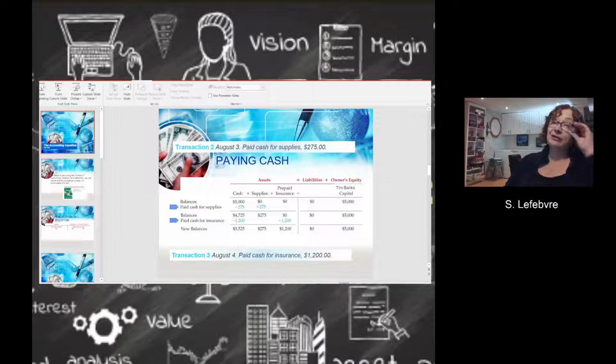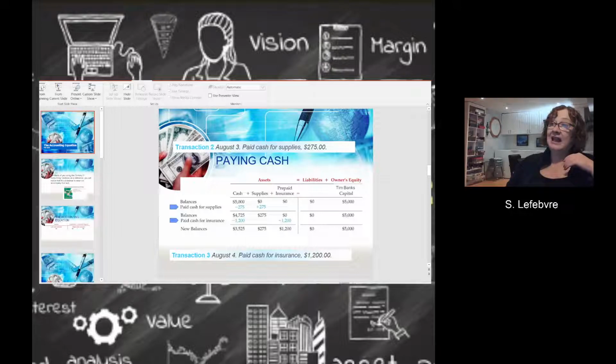So our transaction reads, on August 3rd, we bought some supplies. We paid cash for supplies, $275. So here are our asset accounts. We have cash, we have supplies, and then we have our prepaid insurance. And I'll talk about that prepaid insurance in just a moment. And then we have our liability account, and we have owner's equity or our capital account.